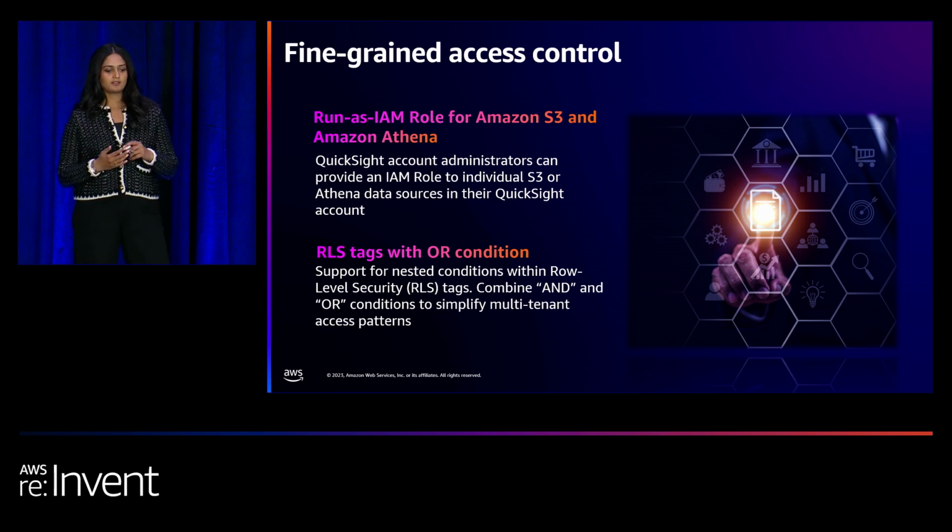And so from there, we've also introduced support for complex row-level security when it comes to embedded dashboards. So when you use row-level security tags, now you can have AND conditions as well as OR conditions. So AND conditions always existed, but we've now allowed you to nest these pieces together. And so it makes it a lot easier when it comes to those multi-tenant structures as well as for your anonymous embedding.